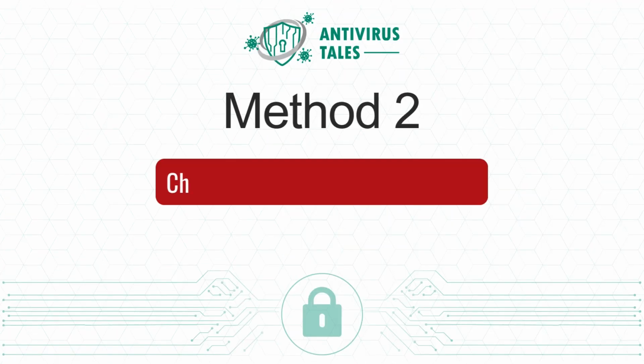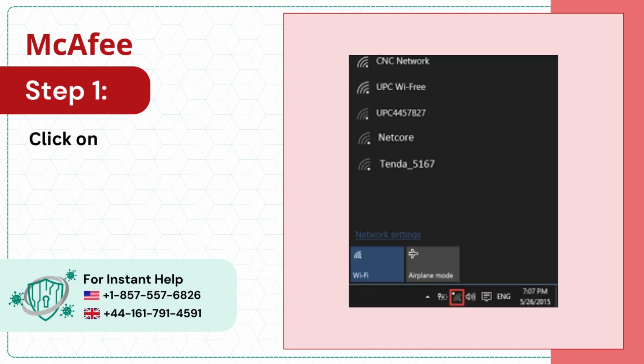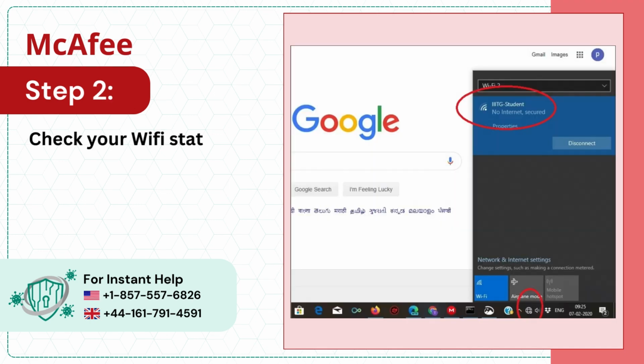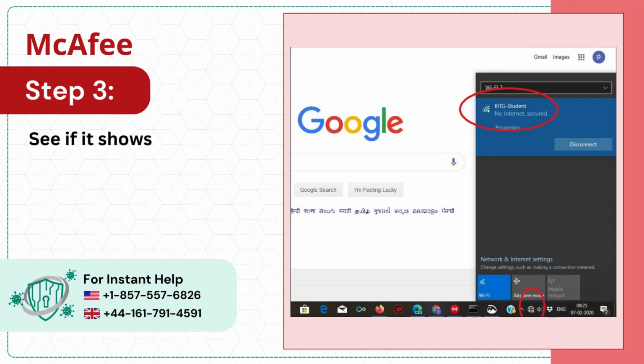Method 2. Check server connectivity problem. Step 1. Click on the Wi-Fi icon on the taskbar. Step 2. Check your Wi-Fi status. Step 3. See if it shows no internet connection.